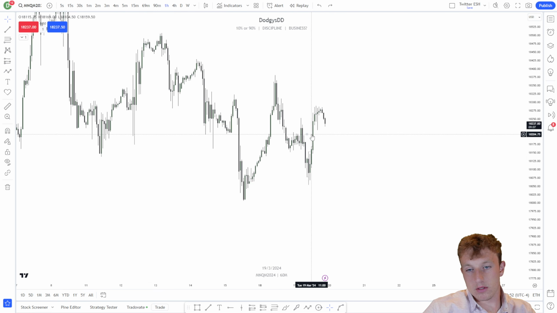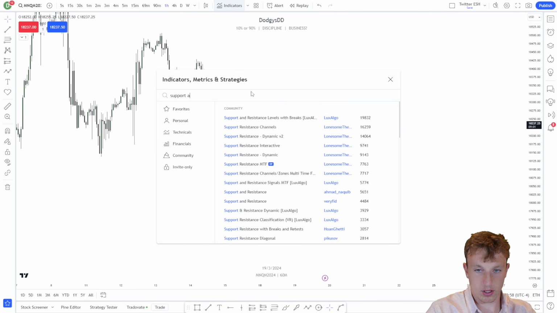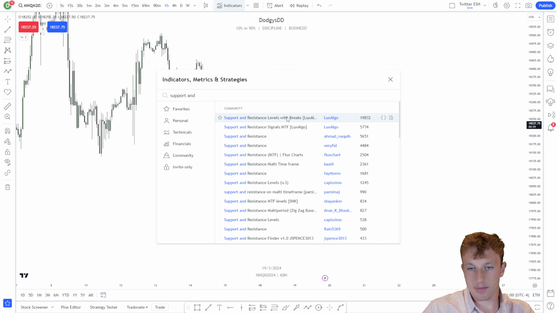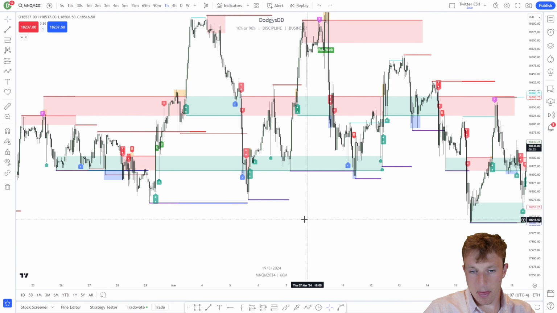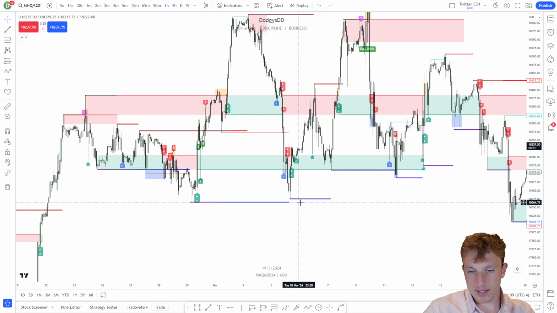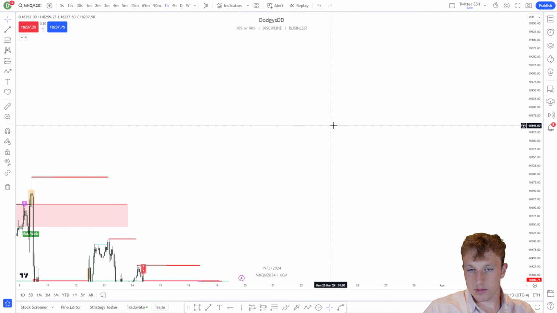So support and resistance is not an indicator, but you can actually probably find a lot of indicators on this. So if I type in support and resistance levels, let's just pull up a few of these. What you're going to notice is a lot of the support it's marking is basically the lows and highs. So I'm going to tell you guys what support and resistance is.